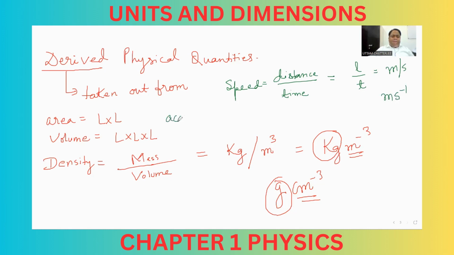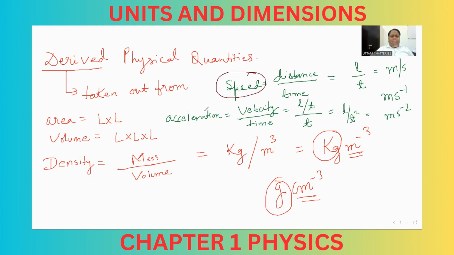Say, if we write acceleration, it will be velocity by time. For velocity, we can write displacement by time and divide by time. So this will become length by square of time, or we can write meter per second square. So these all are derived physical quantities: speed, acceleration, density, volume, area.